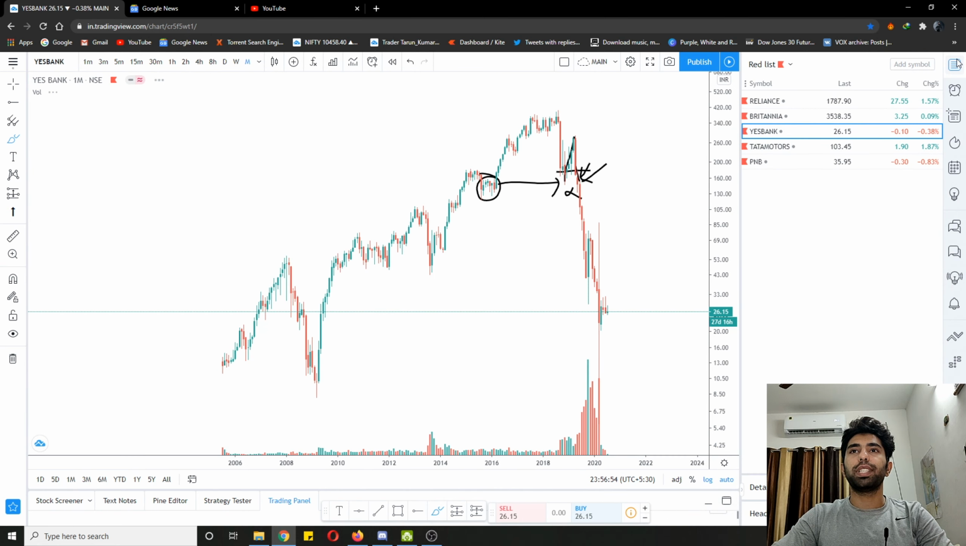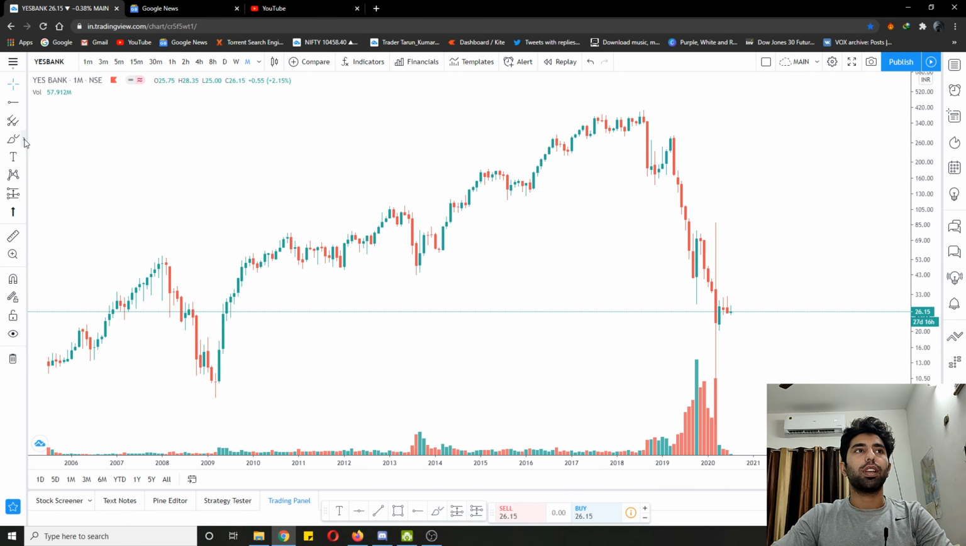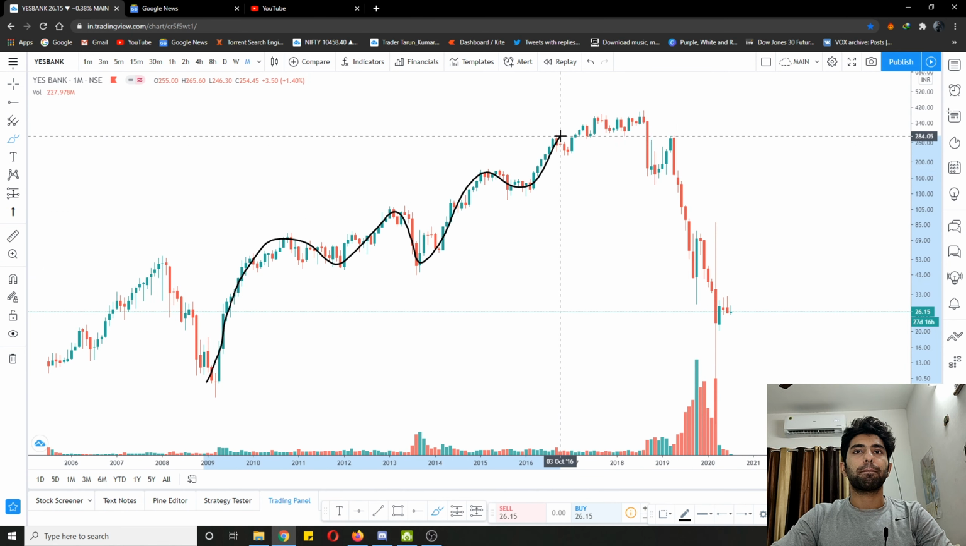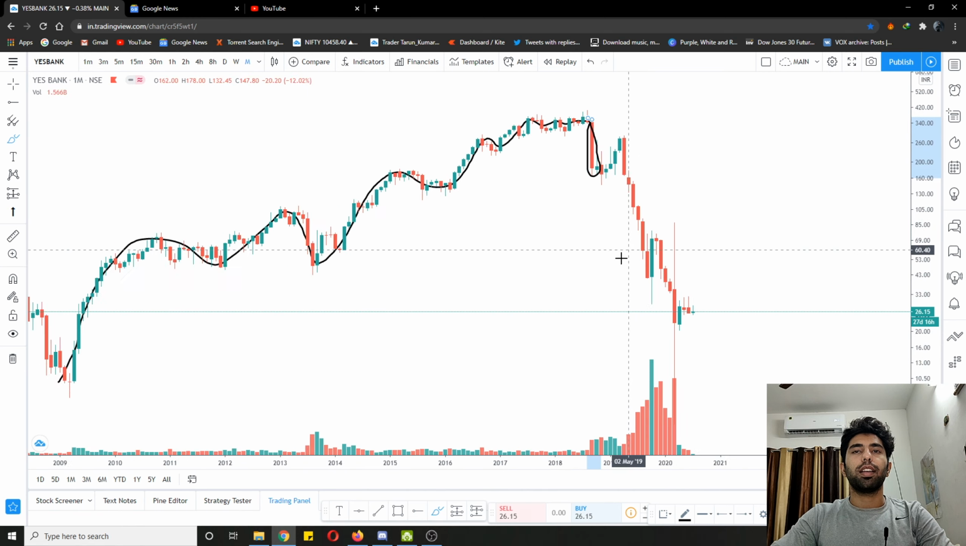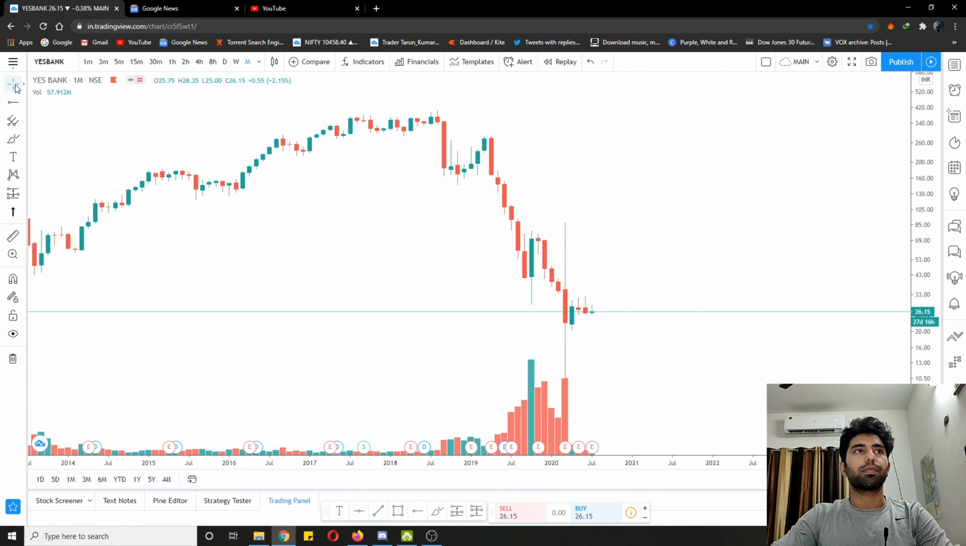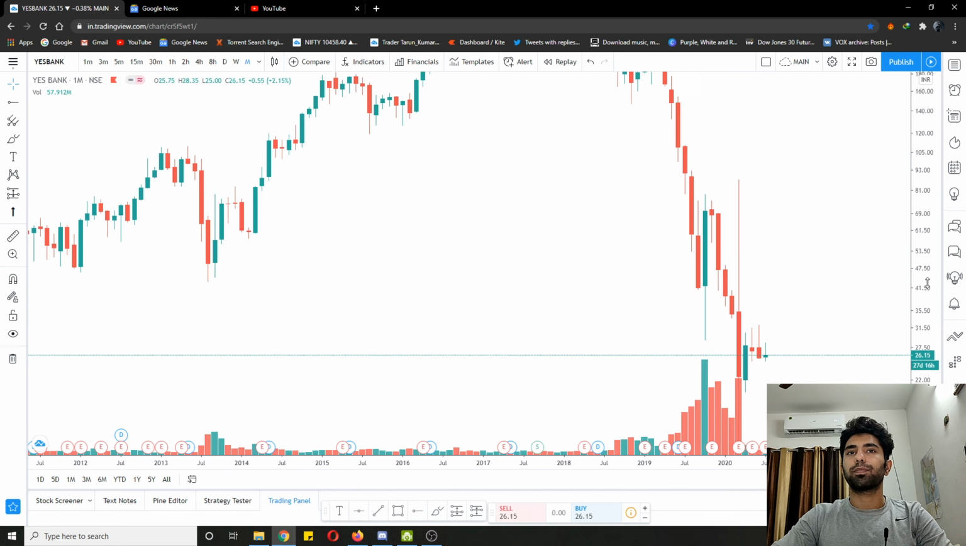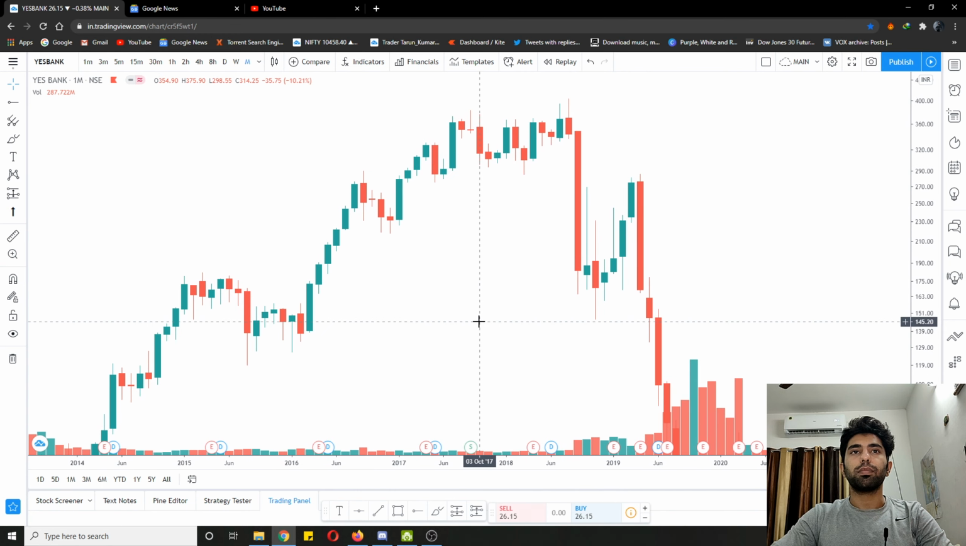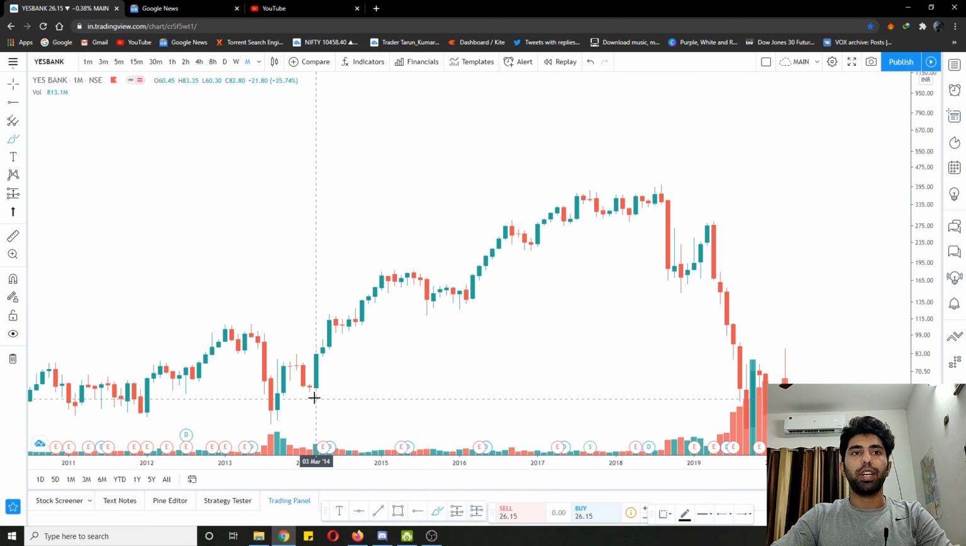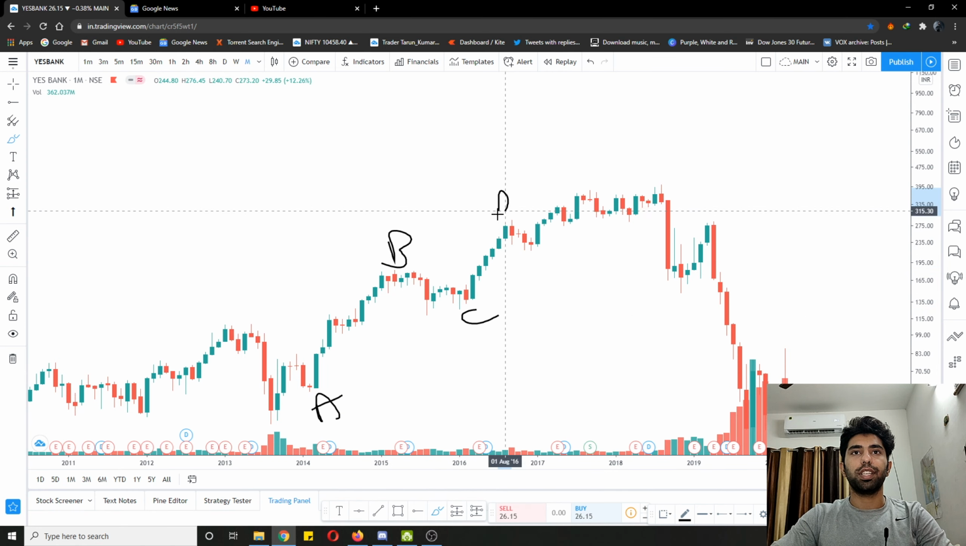Now let me show you Yes Bank share. Now here what we see is that we make swings, and here we see this big candle. Now if we zoom here, as you can see that this is point A, this is B, this is C, this is D, this is E, and this area is F.